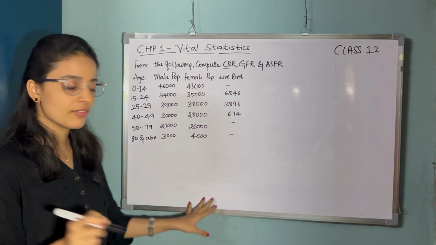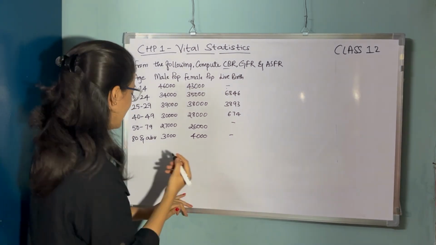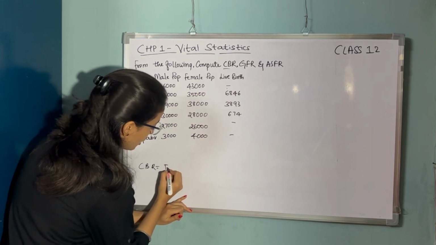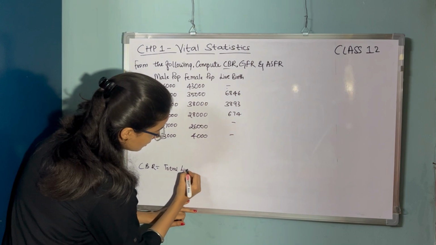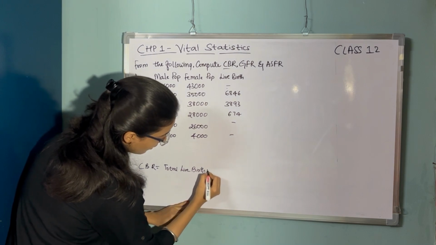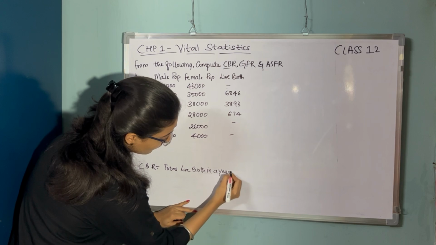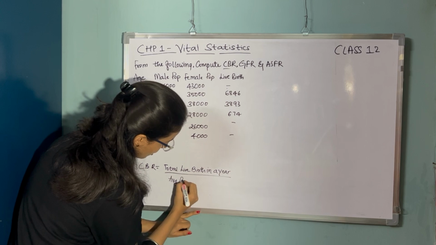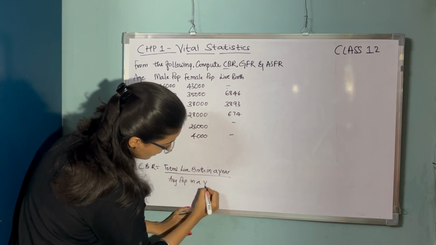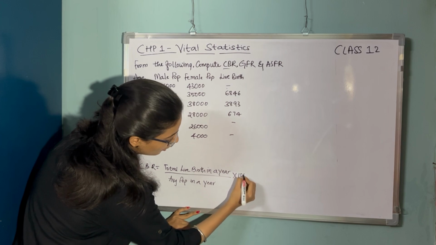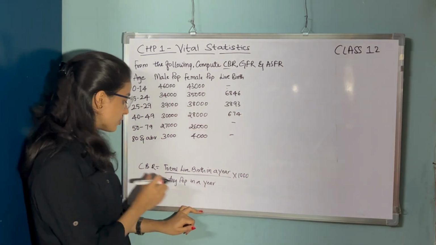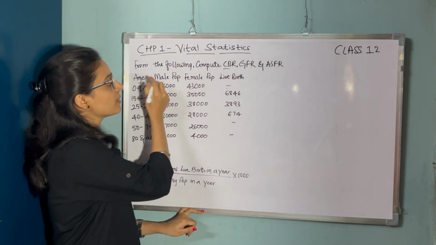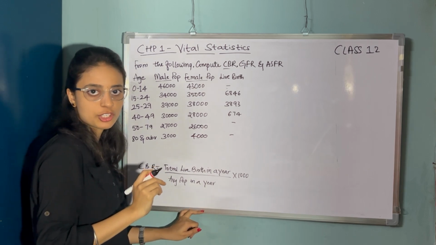Write down calculation of CBR and let us first write down the formula related to it. So CBR is equal to total live birth in a year divided by average population in a year into 1000, right? So when we are calculating CBR, we do not differentiate between population. We take into consideration both male and female population, right?